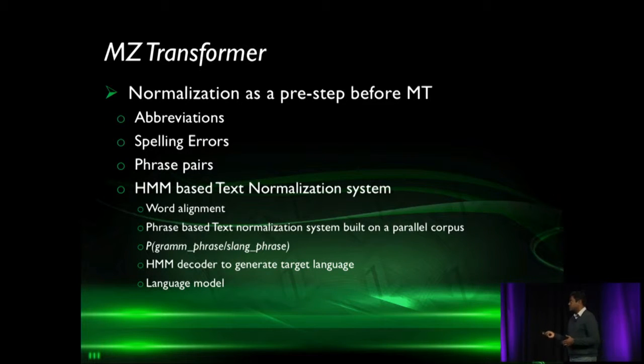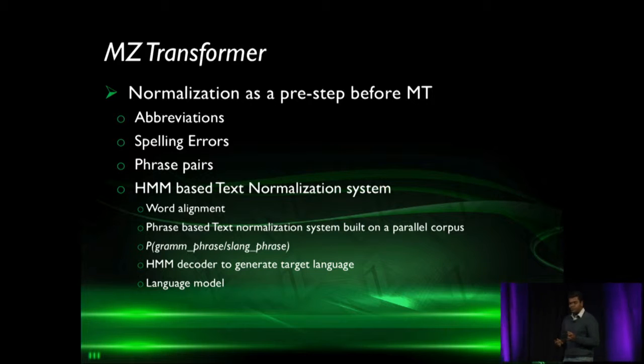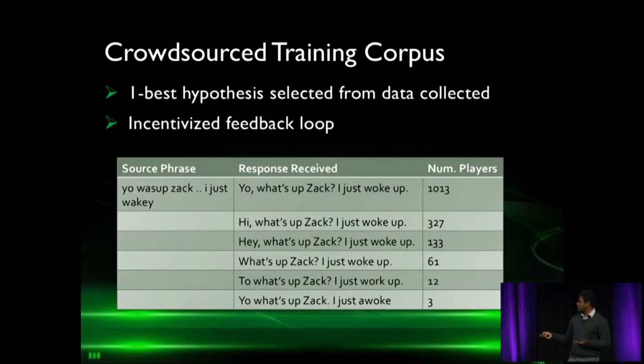So yeah, that solves the data problem. And using this huge parallel corpus, we build the MZ Transformer system, which contains abbreviations and how to handle spelling errors. It extracts a lot of phrase pairs from these parallel data sets. For example, if you look at these two, you can always associate that what's up is what's space up. So you learn these kinds of phrase associations.